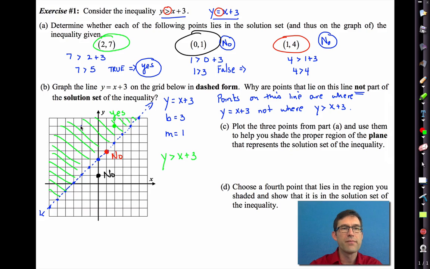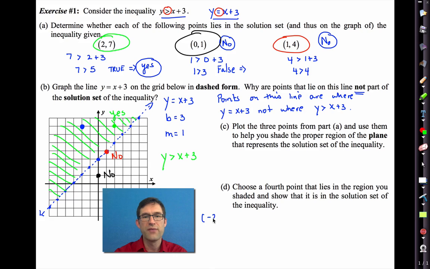I could pick any point, but I think I'm going to go with this one, and that's what? -2, 1, 2, 3, 4, 5, 6, 7. So I'm going to choose the point -2, 7. Now my claim is it's going to make the inequality true. Let's take a look. I put 7 in for y, greater than -2 plus 3. -2 plus 3 is 1. 7 is greater than 1. That is certainly true. And so it definitely falls in the solution set.